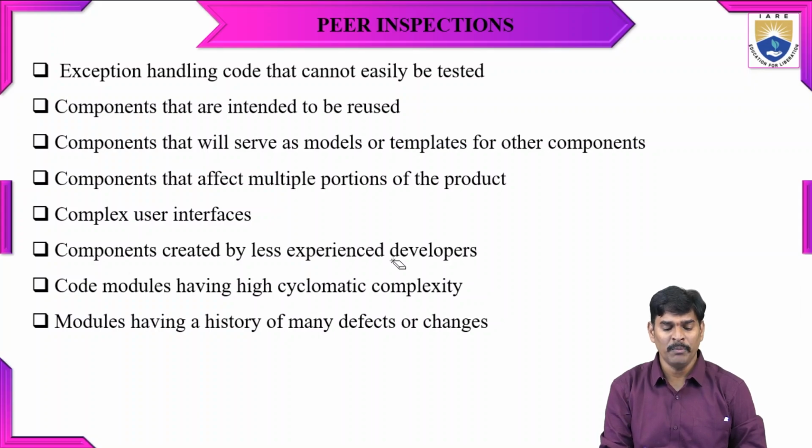And also the code modules. When you're doing the code modules, having high cyclomatic complexity. Code modules have to be scrutinized in detail by the experts and should not be complex, because very convoluted lines of code should not be placed in the software products. And modules having a history of many defects or changes. When you have different types of modules and they keep on changing, sometimes many errors and defects will happen when you are using more modules in the components.